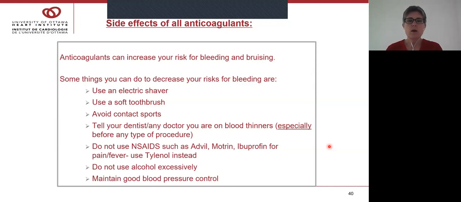And we generally recommend that you use Tylenol instead of what we call the NSAIDs, or the non-steroidal anti-inflammatory drugs. These are the medications such as Advil, Motrin, ibuprofen for pain or fever. Those medications can increase the risk of having a stomach bleed with the blood thinner. So Tylenol is safer from that point of view. It's important to keep your blood pressure under control and that you not use alcohol excessively.